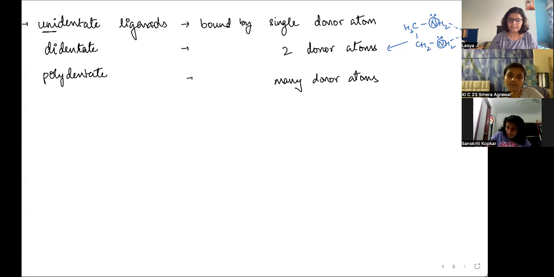Ma'am, any example of 3 or 4? There's one for hexadentate. So you have CH2, CH2. Again, this is also organic. N, N, acetate. CH2, COO minus. The really big molecule.